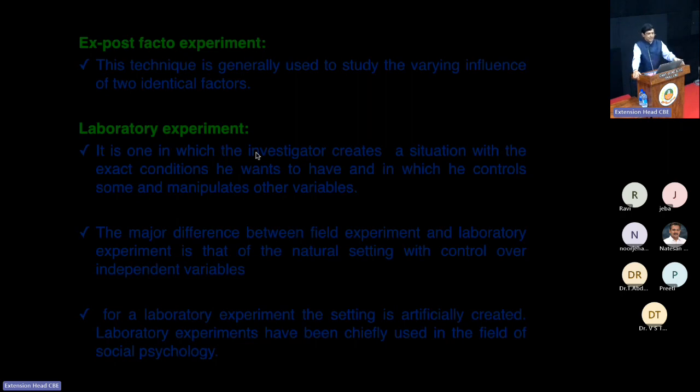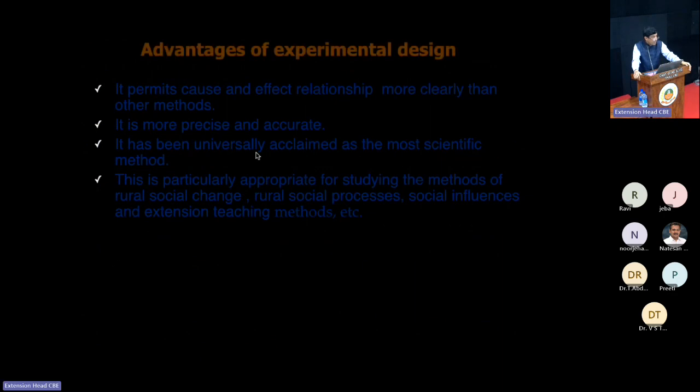Advantage of experimental designs. Cause and effect relationships are more clearly known, more precise and accurate. It is universally acclaimed as the most scientific method. There is no next level of conducting research than this. This is particularly appropriate for studying the methods of rural social change, rural social processes, social influences, and also our extension teaching methods. Day by day, there is a rapid transformation in our teaching methods. What our forefathers used is not used by the present extension scientists at the field level.